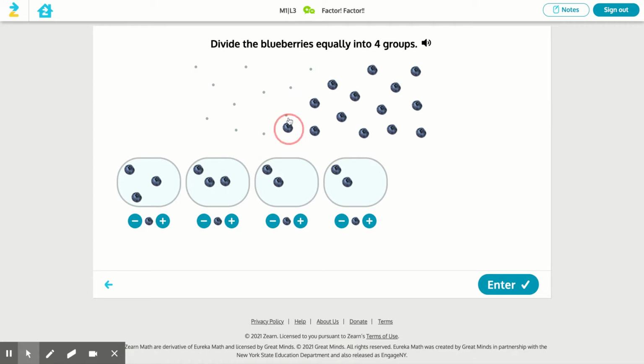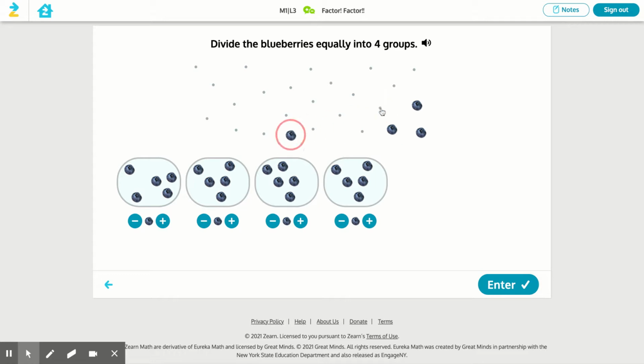And the reason we share our blueberries that way is so that we can ensure that we have equal groups. And so I am never going to put 2 blueberries in one group. I am going to share them equally, and I make sure that I share equally by putting 1 blueberry in each group before I circle back.